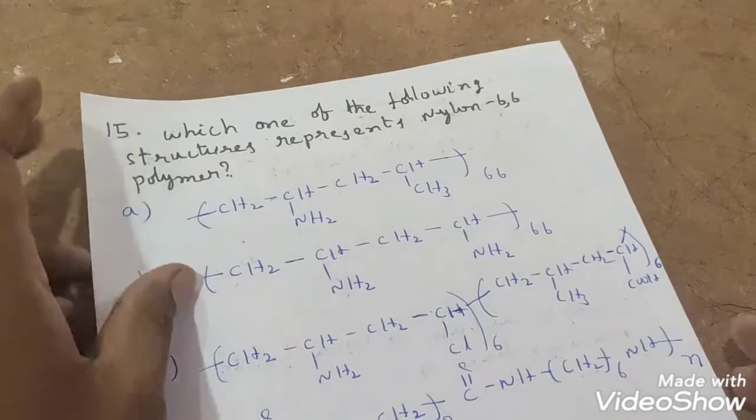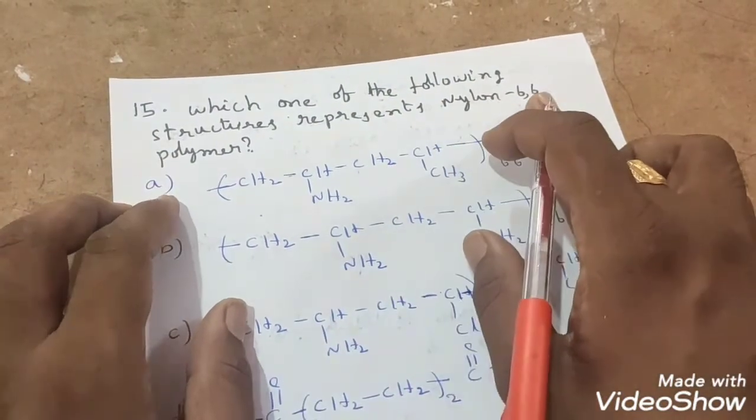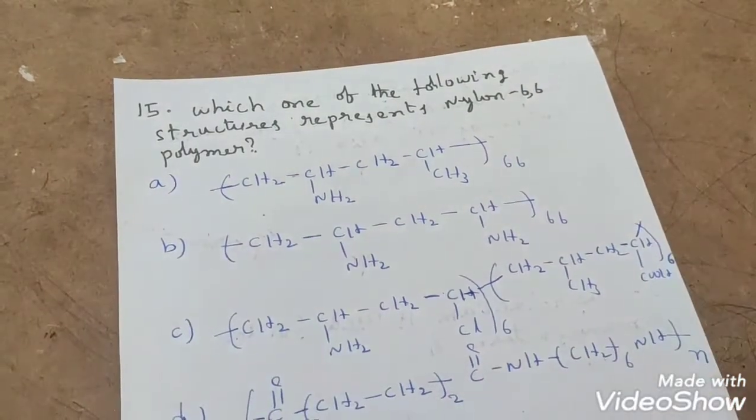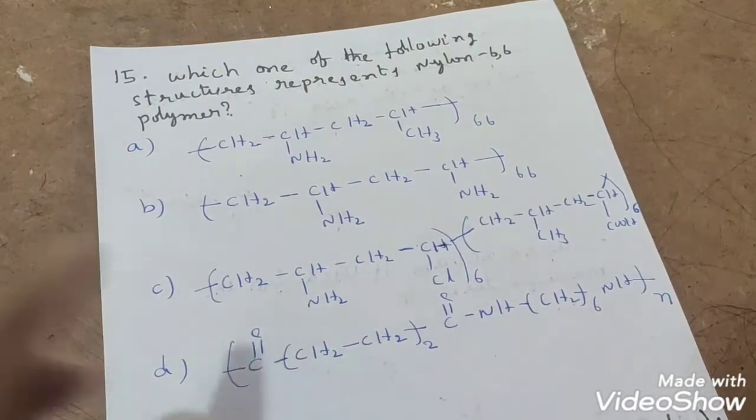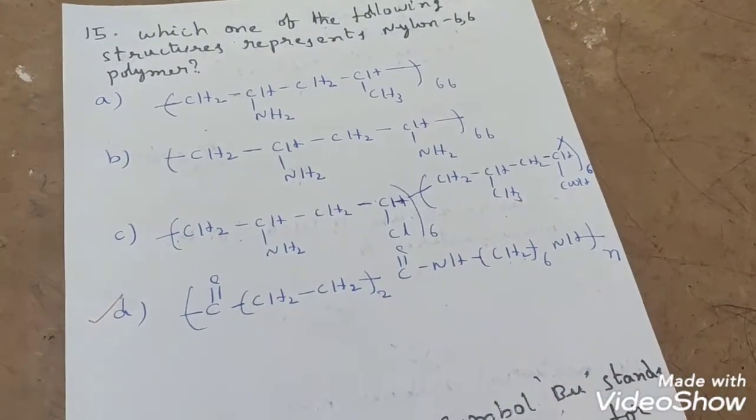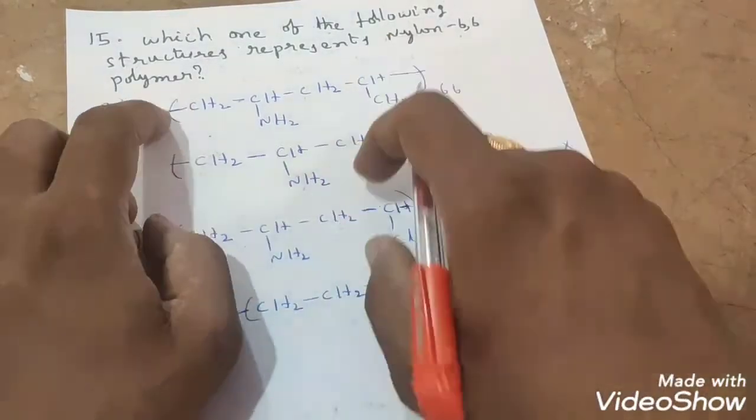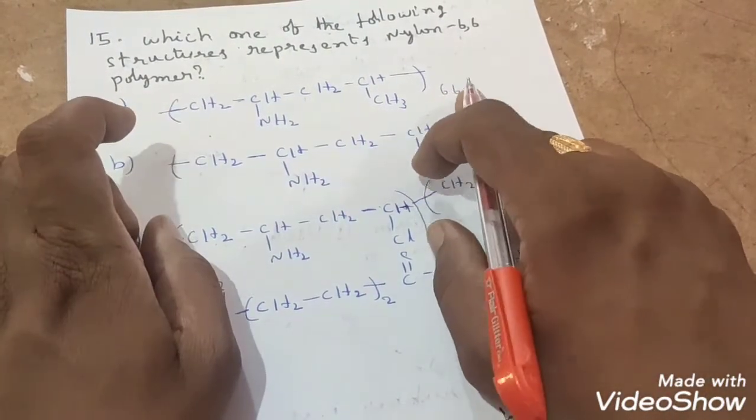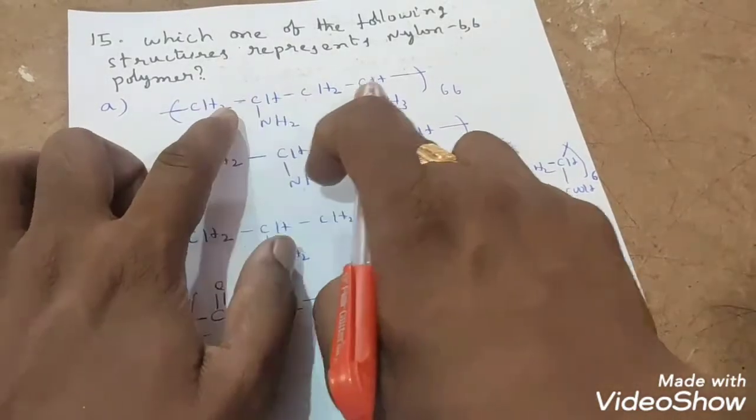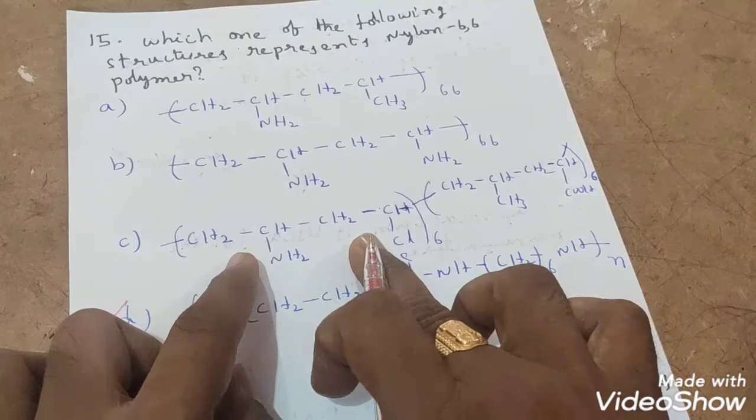Next question, if you observe, which one of the following structures represents nylon 6,6 polymer? Nylon 6,6 polymer came from what? Hexamethylene diamine and adipic acid. So what is the structure? Means here D option is correct. Very easily you can identify. How can you observe like this? You can observe nowhere we didn't use here what? 6,6, 6,6, 6,6. Even this structure nowhere we get. Okay, we didn't get anywhere these structures.